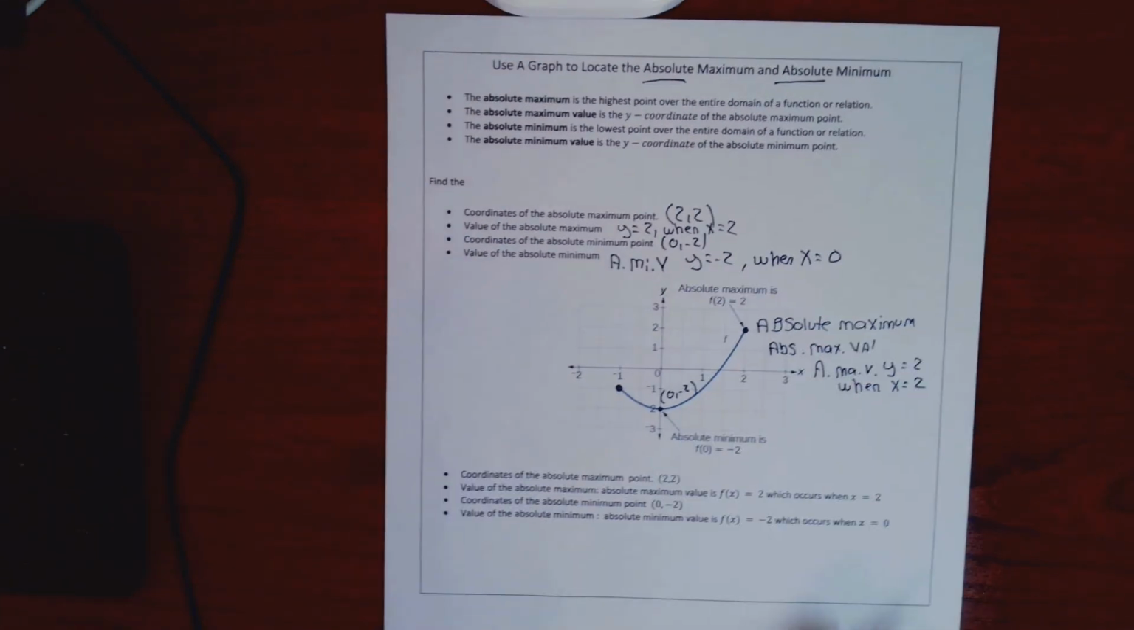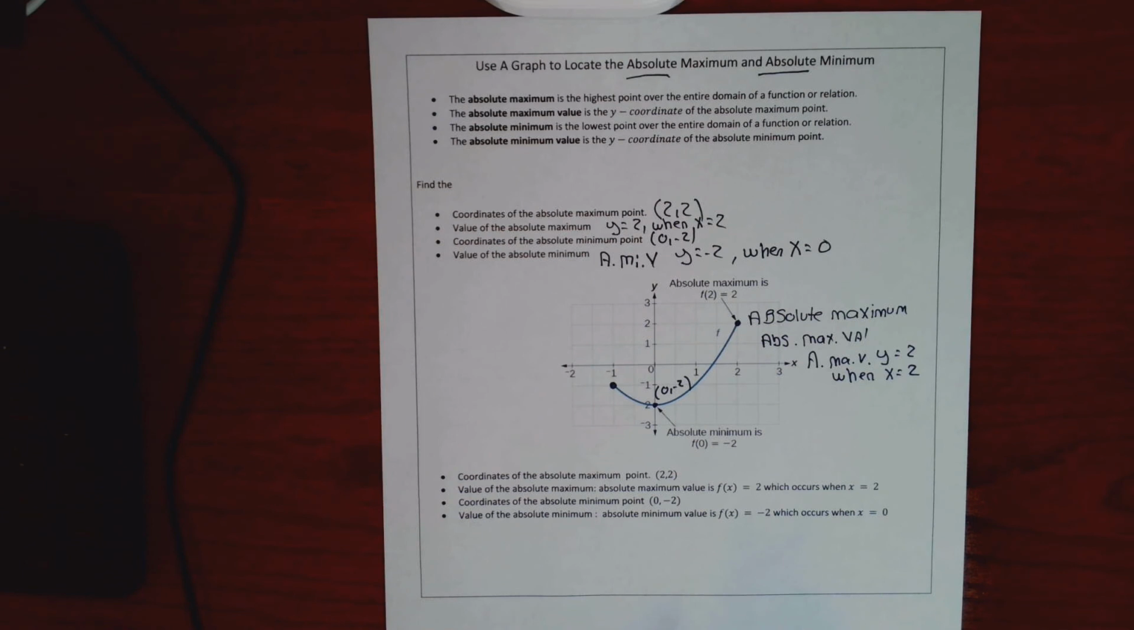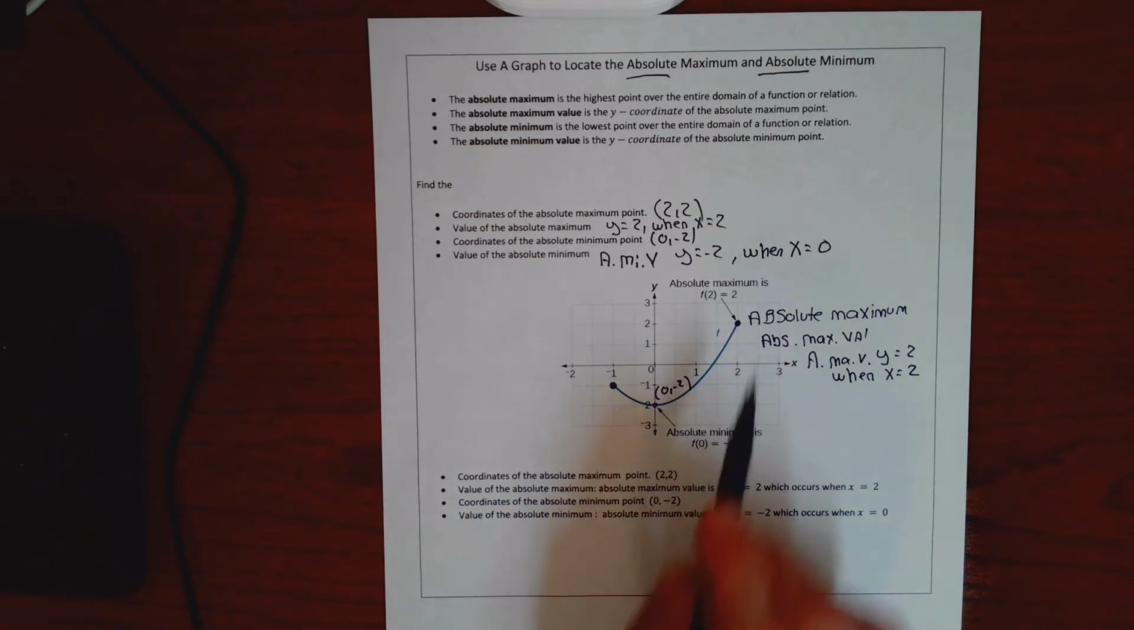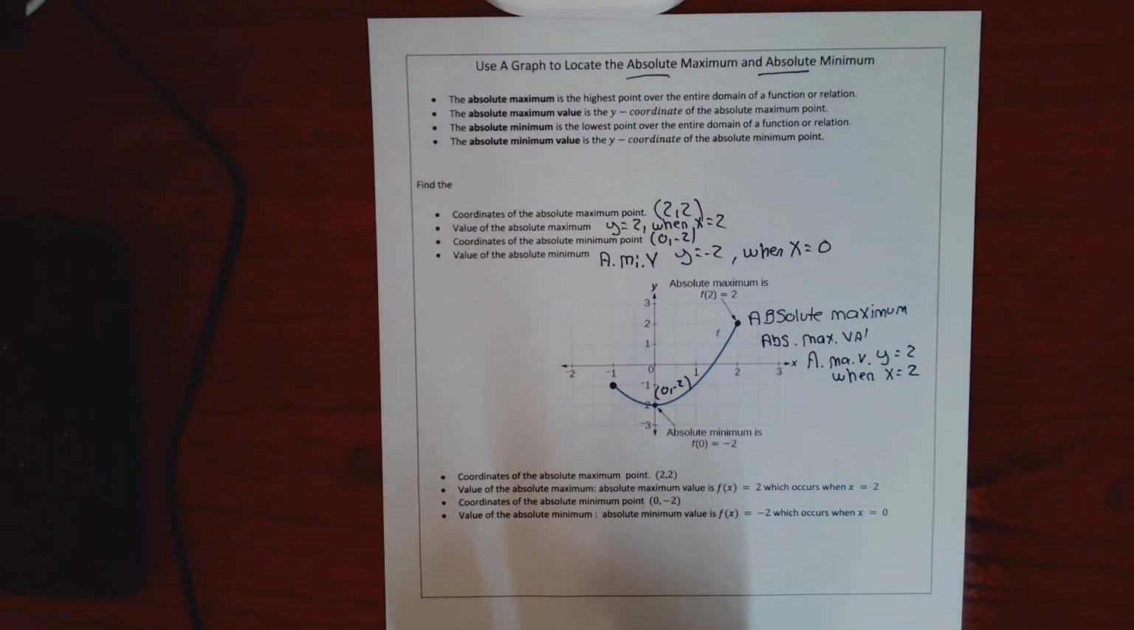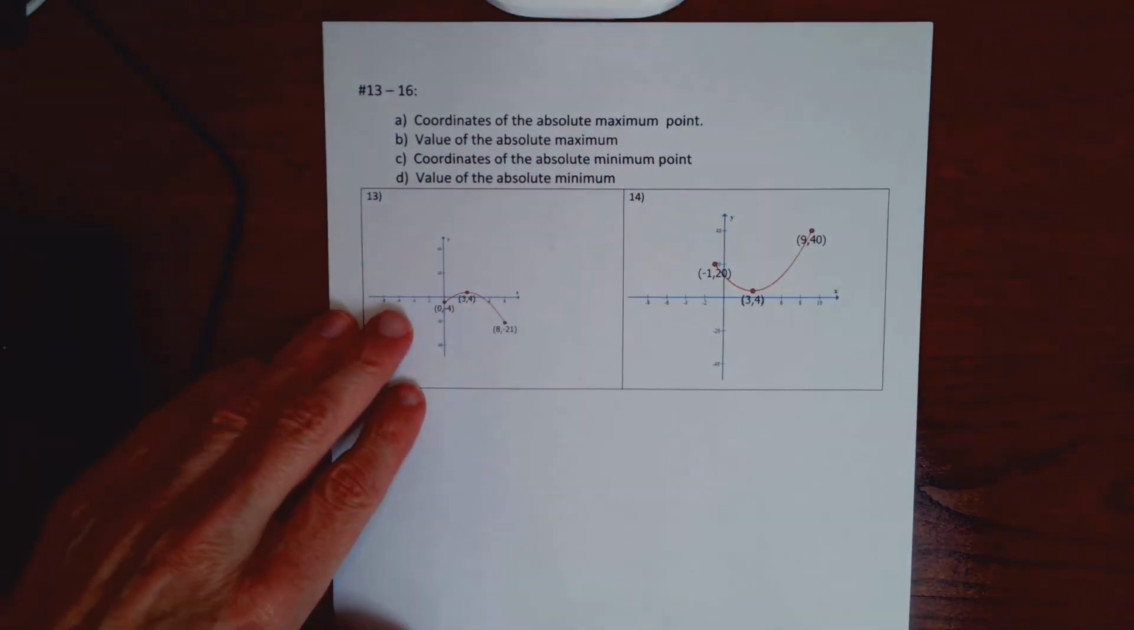So absolutes are basically the same as locals, other than the graph is not going to extend to any infinities. I'm not going to have to do increasing and decreasing for these, although I could, but I'm not asking for it. I just scan the graph, find the point that's higher than any of the rest of the points on the graph. That will be the absolute maximum point. And scan the graph, find a point that's lower than the rest of the points. That's my absolute minimum point. So not really particularly hard.